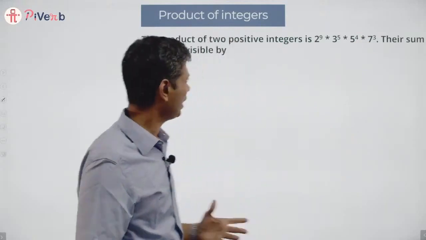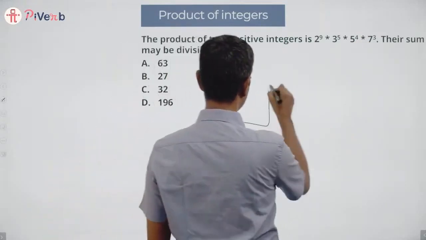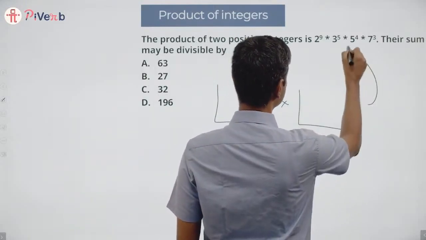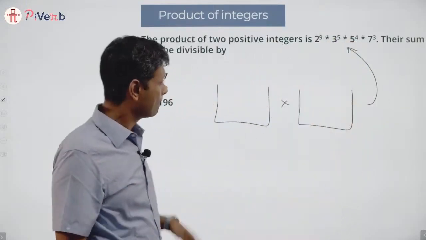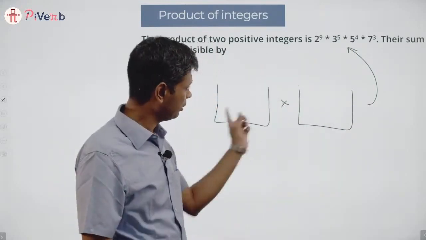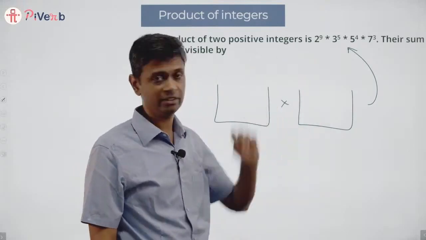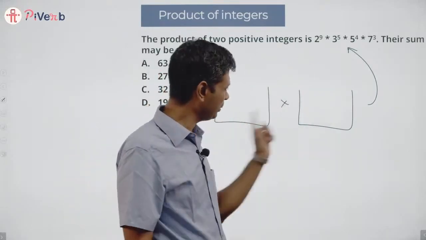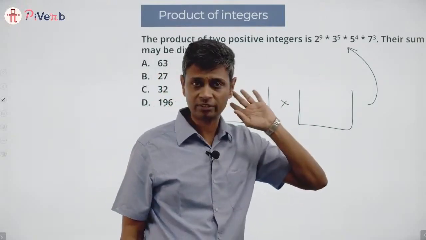Brilliant. So what that means is, if I'm putting two numbers, two blocks, and multiplying these two to get this, then between these two numbers I'll have nine 2's. Between these two numbers I'll have five 3's. Between these two numbers I'll have four 5's. Between these two I'll have three 7's.